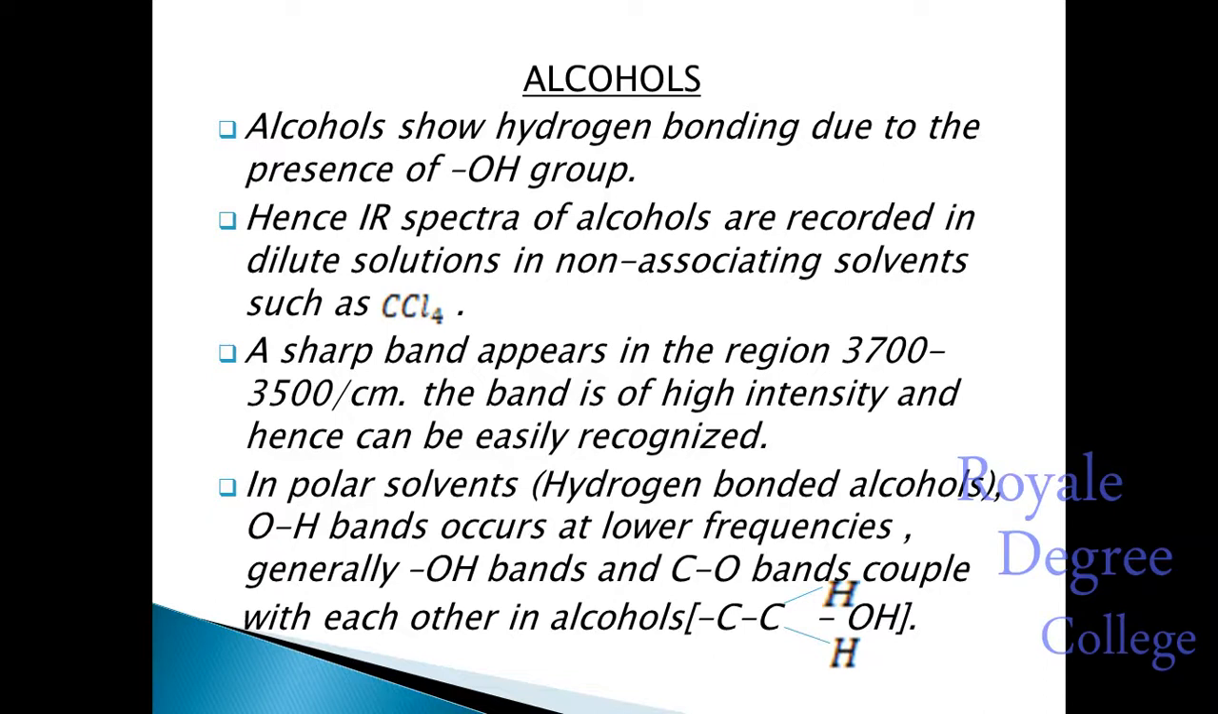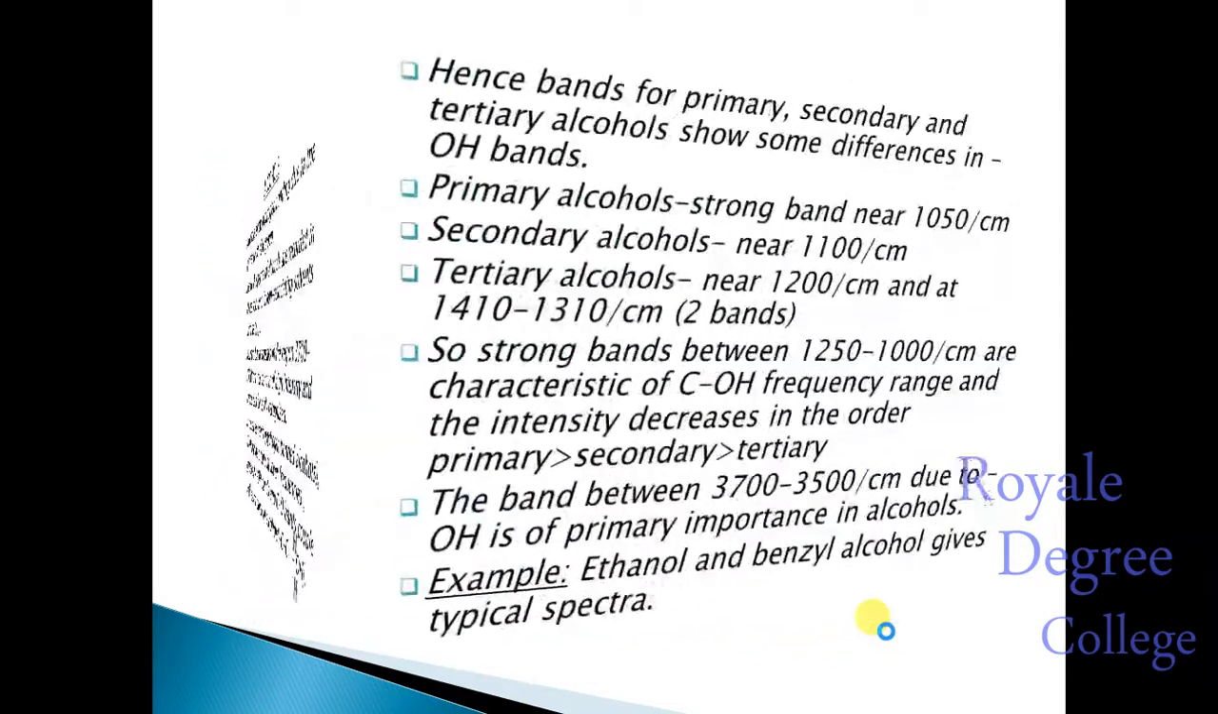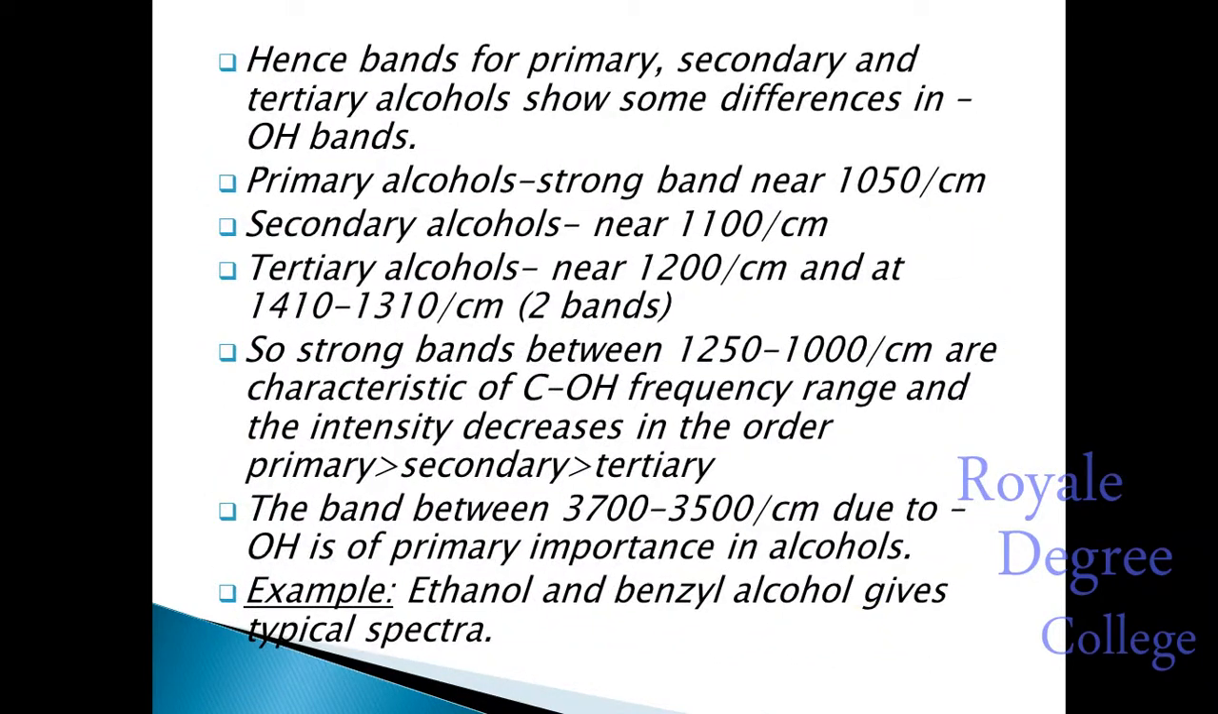In polar solvents, hydrogen bonded alcohols show O-H bands at lower frequencies. Generally, OH bands and C-O bands couple with each other in alcohol. Here you can see the structure: C, here one hydrogen, and OH. Hence, bands for primary, secondary and tertiary alcohols show some differences in OH bands.